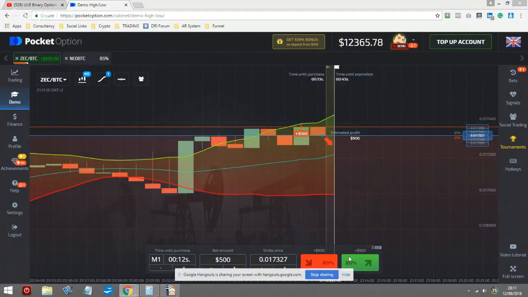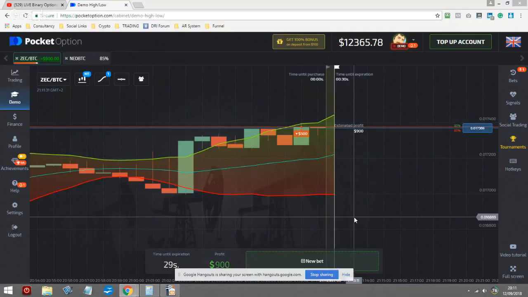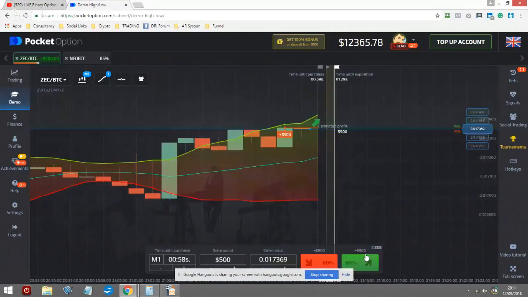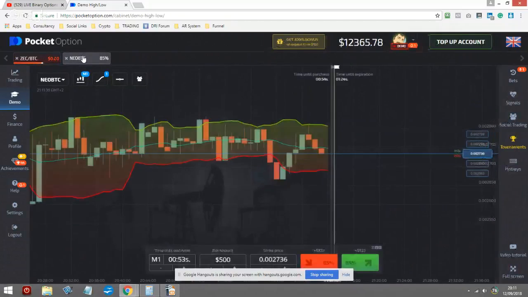Now, this price here, it could go up, could go down. Hopefully, it'll go up so I can show you how to place that second bet. I can't help myself to go and have a quick look at Neo BTC while we're here. Yeah, I think there's mileage in Neo BTC if you want to do some practicing with that.